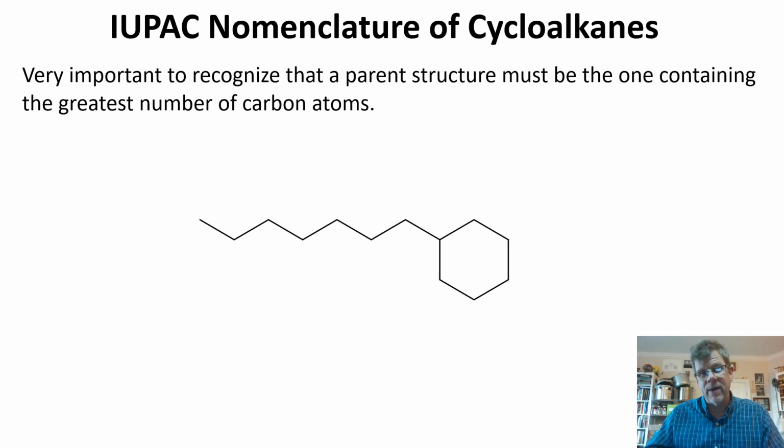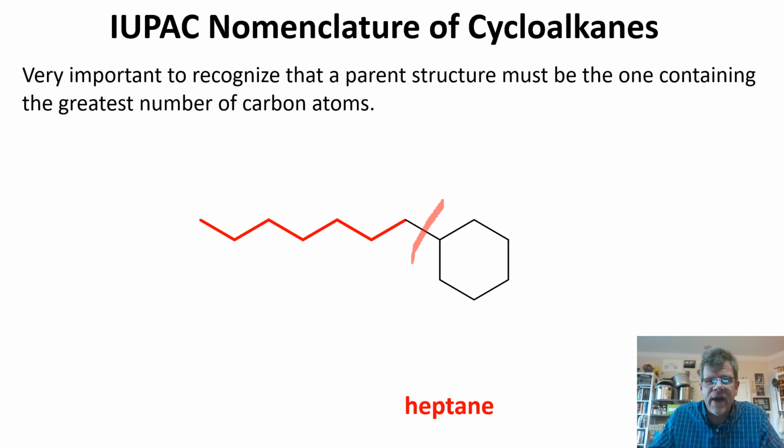So we would say that we have a ring and we have a chain. That's the demarcation line. It's one or the other. And which one has the greatest number of carbons? Well, the cyclic component, that's a cyclohexane, so that has 6 carbons, but we would find that the linear portion has 1 more carbon than that, 7 carbons. It's a heptane, and thus that is the parent structure. More carbons wins, which makes the cyclohexane that we saw before a substituent now.